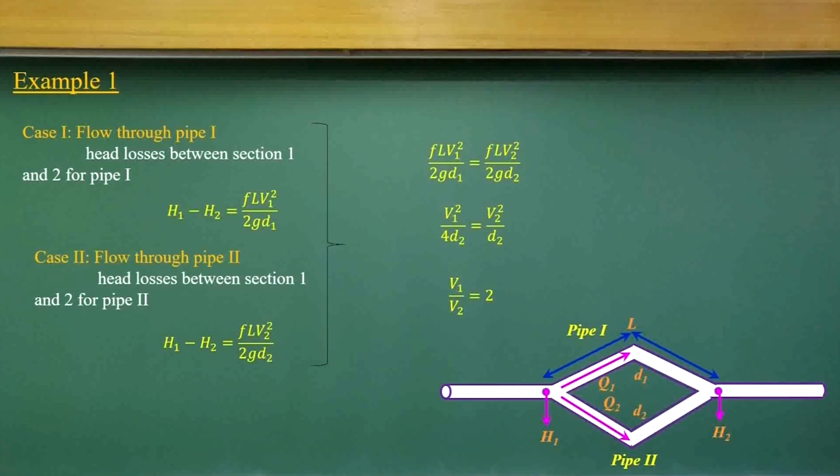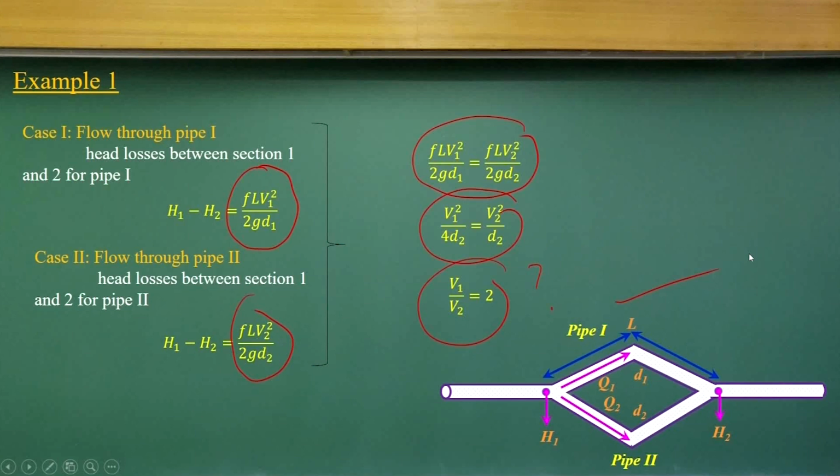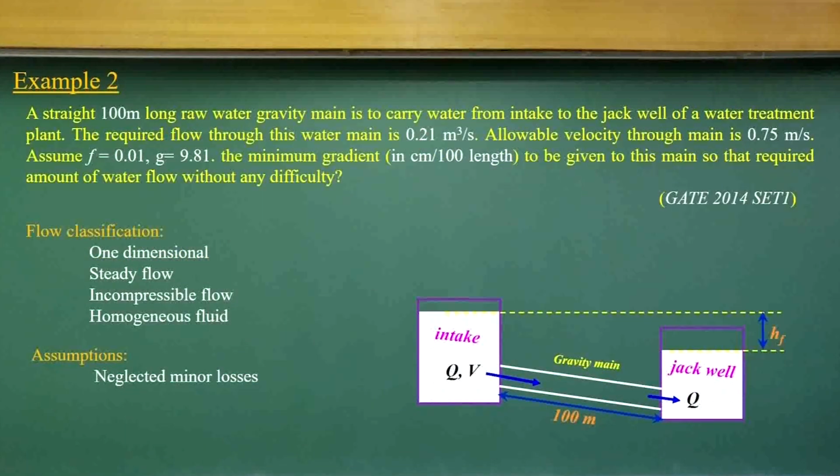Now, if you look at it this way, it is very simple. The head losses between sections 1 and 2 for these two pipes, if I equate them, I will get the ratio of the velocity. That is the problem. I do not even need the continuity equation to show it. Only with the help of the head losses between section 1 and 2 being a parallel pipe, which should be equal, if you equate it, I will get the ratio between the velocities V1 and V2. That is the point we will derive.